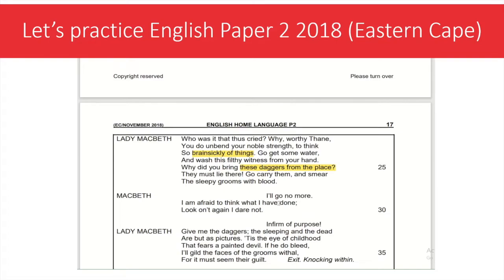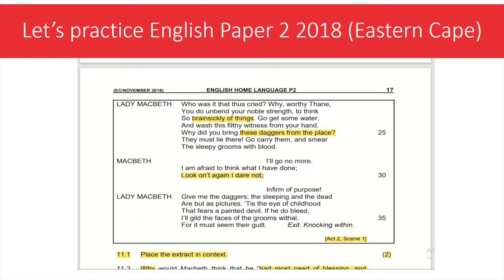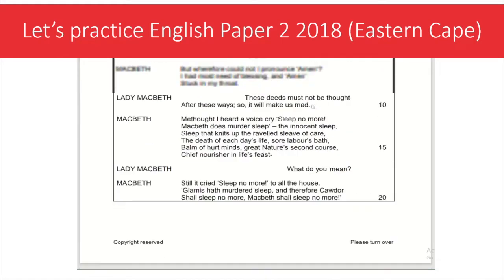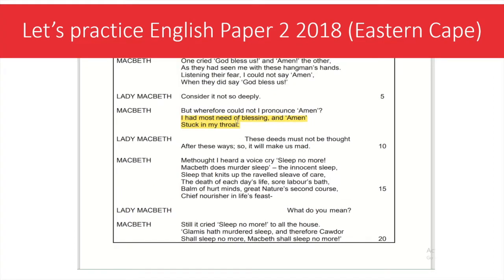What else does he do? He says, "I'll go no more. I am afraid to think of what I have done. Look on it again, I dare not." So he doesn't want to look at what he's done again. So this brain-sickliness, he's actually traumatized, if we're going to look at it in a common context now, he's traumatized at what has happened. If we go even further, he goes on to say, "Still it cried, sleep no more." Okay, let's go even further. "I had most need of blessing, and amen stuck in my throat."